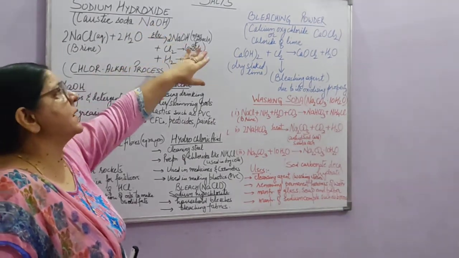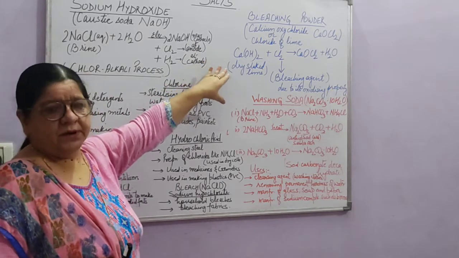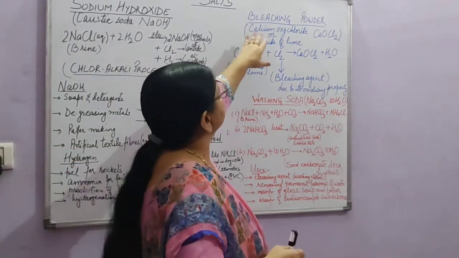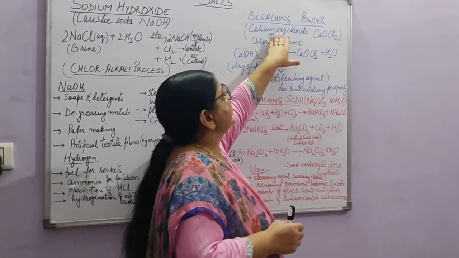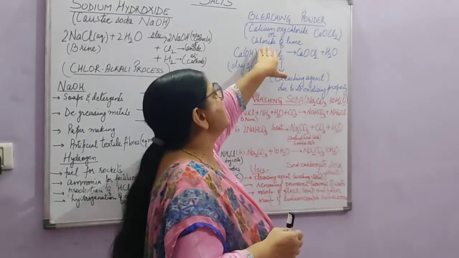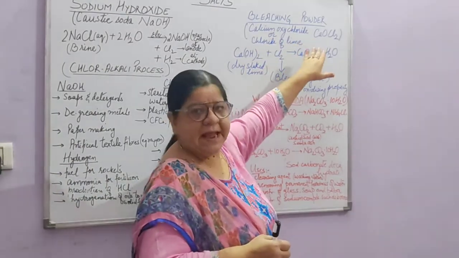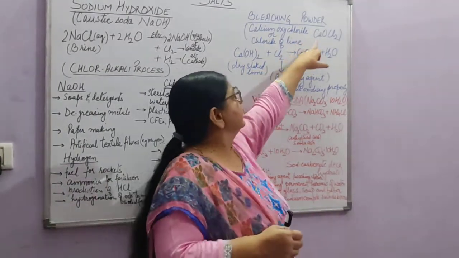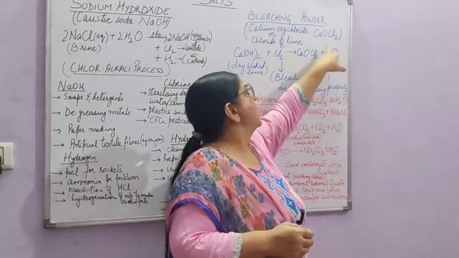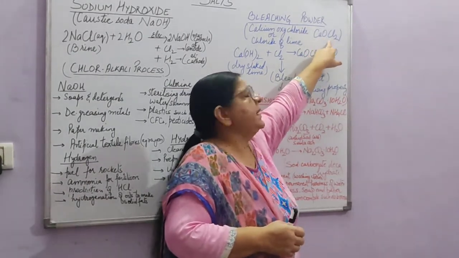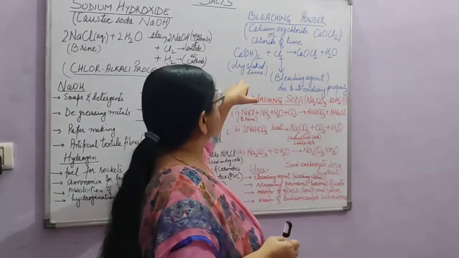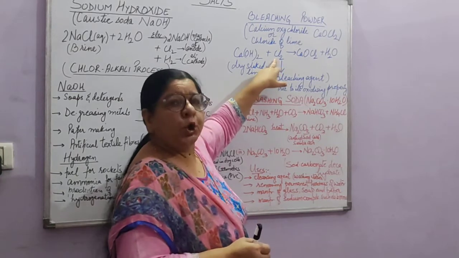Next salt we'll talk about is bleaching powder. Now this bleaching powder is also known as calcium oxychloride or chloride of lime. The formula for it is CaOCl2, calcium oxychloride. Now how is this prepared? This is prepared by passing chlorine.